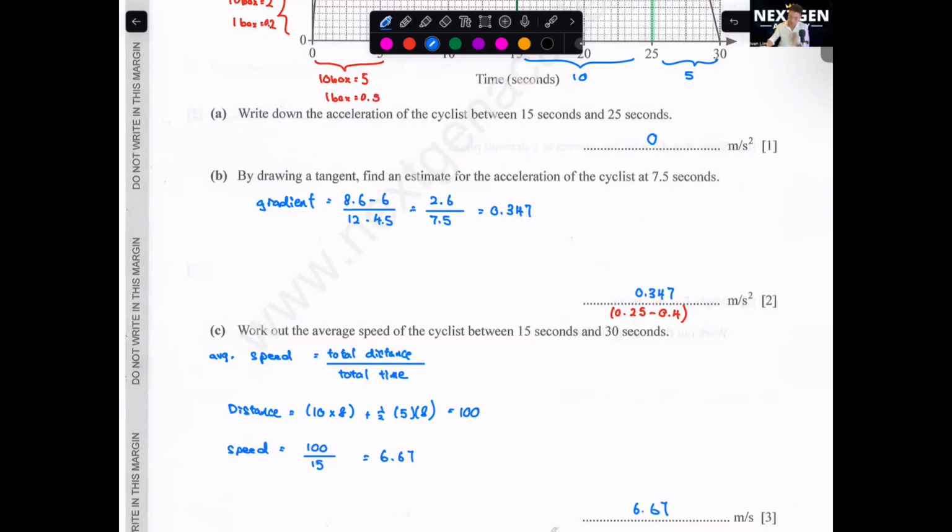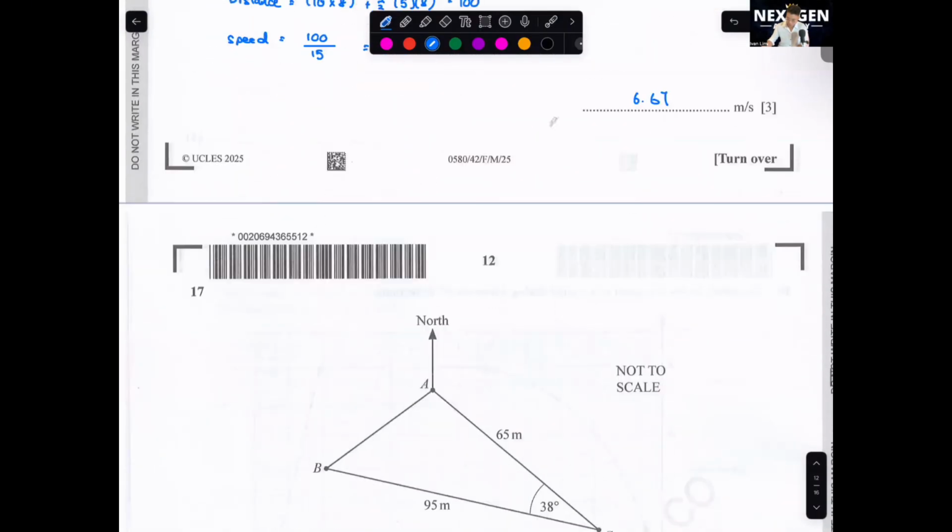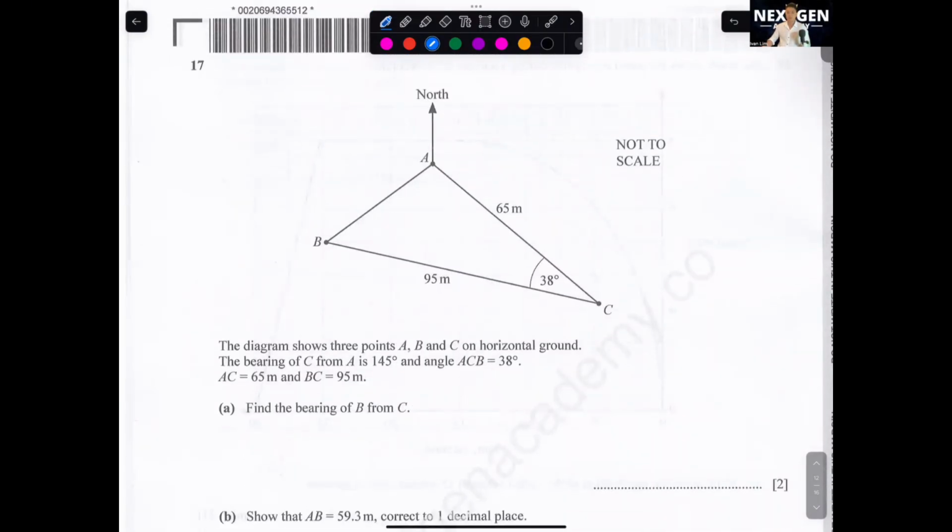Okay, let's go to the next one. All right, one of the famous questions that I've observed also in most of the papers is on your trigonometry. Okay, trigonometry with shapes. You need to use your sine rule, cosine rule. Yeah. Make sure you know how to do this.